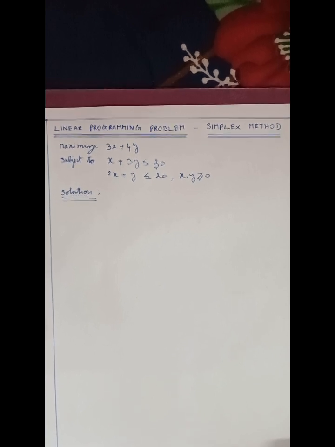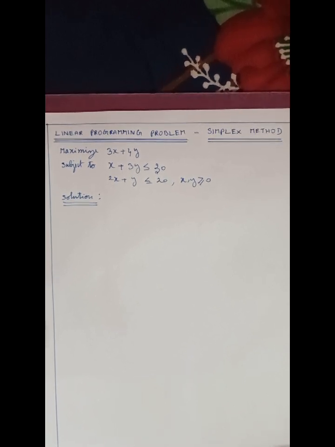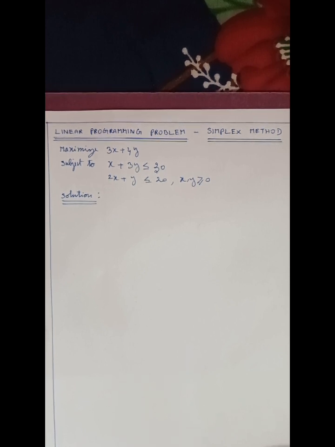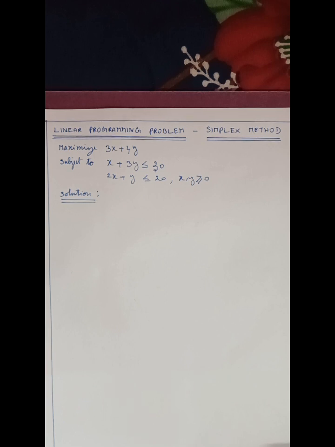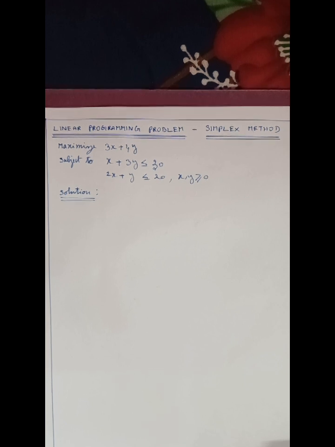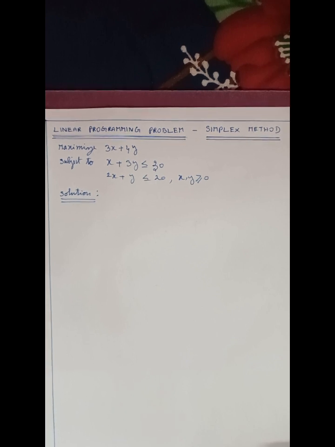If the problem is in standard form only, the simplex method can be used. The requirements are: the problem must be a maximization problem, the constraints must be in the form of linear equations, and all the variables must be non-negative in nature. In the given problem, the objective function is going to be maximized. So the first requirement is satisfied, and both the variables are non-negative in nature. So the third requirement is also satisfied, but the other constraints are not in the form of linear equations.